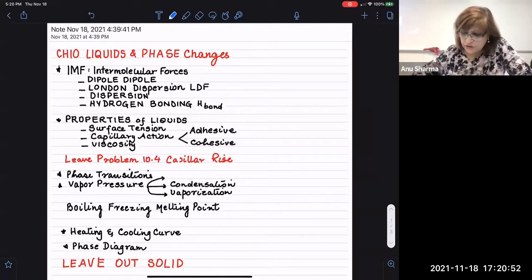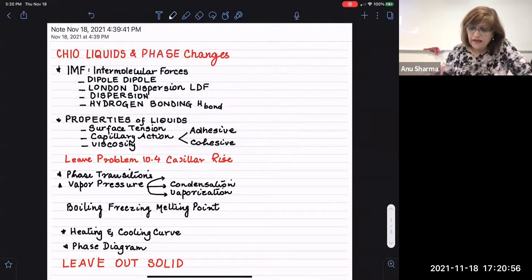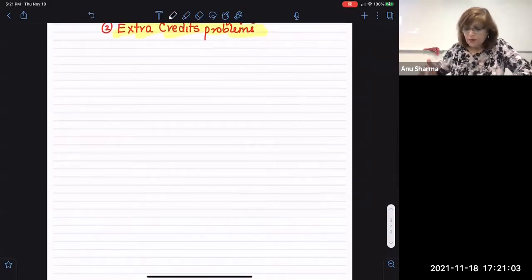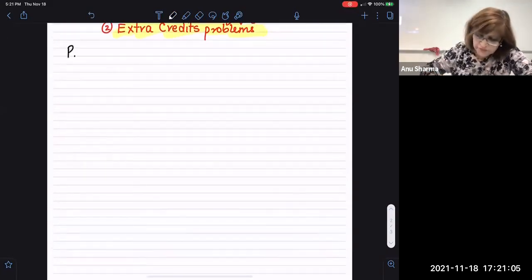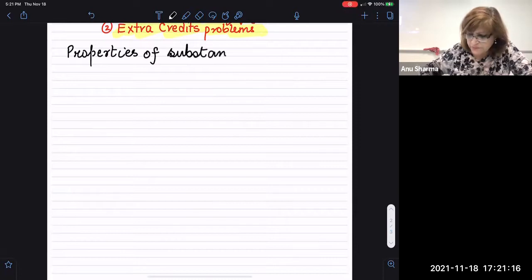Liquids and phase changes. So first of all, how did we come to know that there are intermolecular forces that exist between the particles? This is all dependent on the properties of substances in different phases.